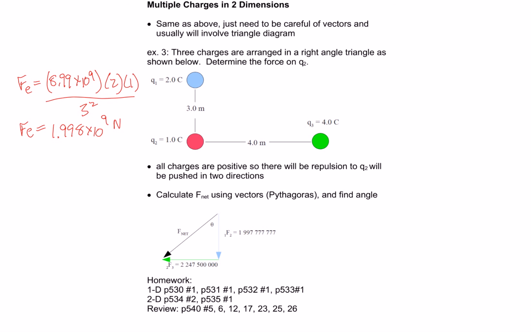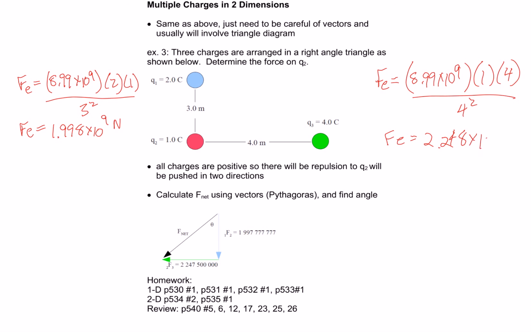Okay, and then we want to do the same thing for the other two, so the red one and the green one in this case. So we'll do that electric force. So 8.99 times 10 to the 9, this time 1 and 4. And our distance is 4 meters squared, so we do that one, and we get 2.248 times 10 to the 9 again. Okay, so we've got our 2 forces.